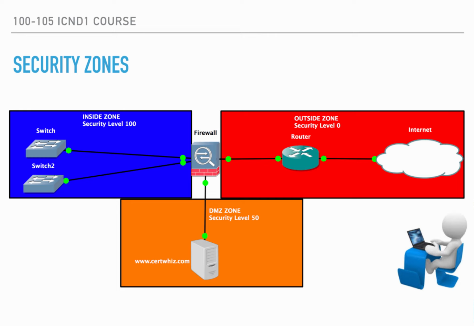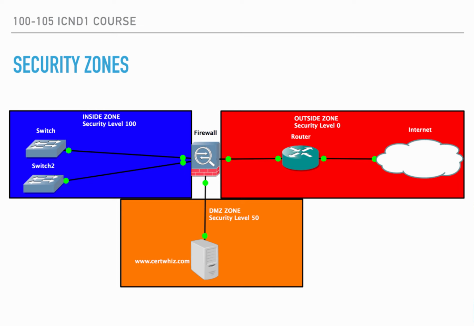To override the default behavior of security zones, we would need to apply an access list or ACL. With the ACL, we can tell the firewall to allow connections from hosts in the outside zone to our certwiz.com public server located in the DMZ off of port 80. ACLs, or access lists, are the way to override the default behaviors of security zones.